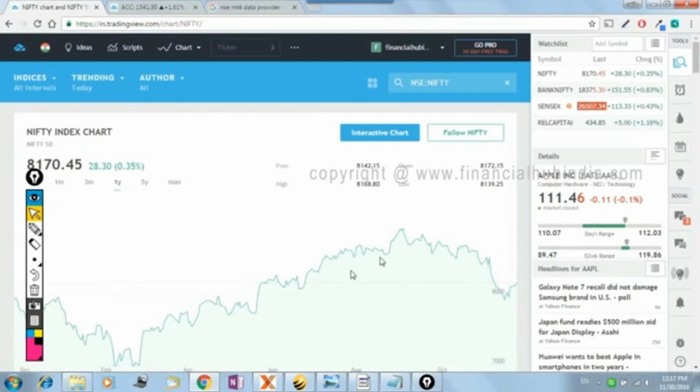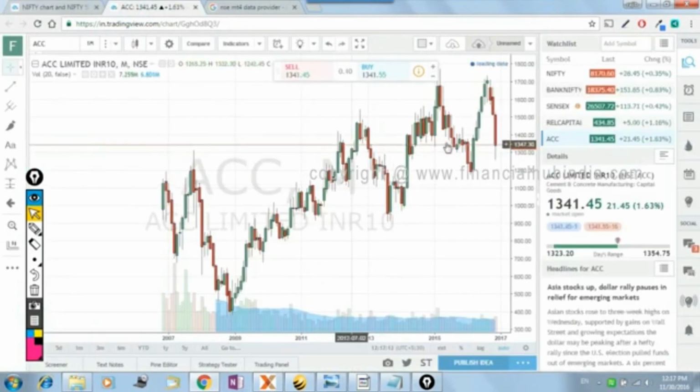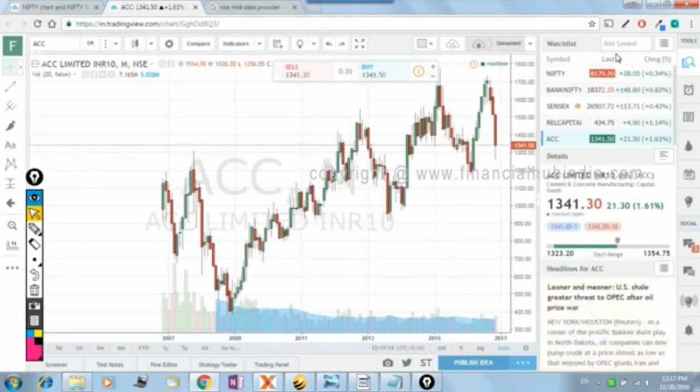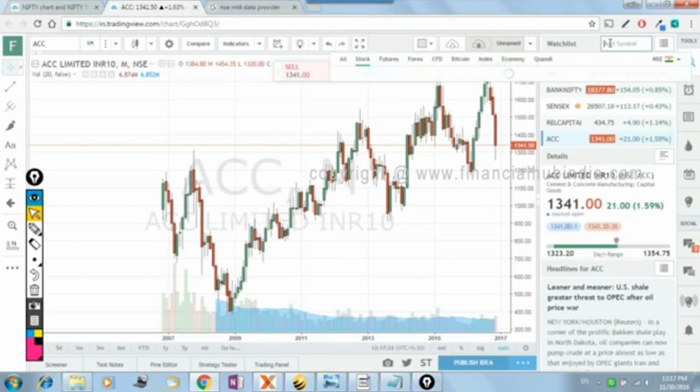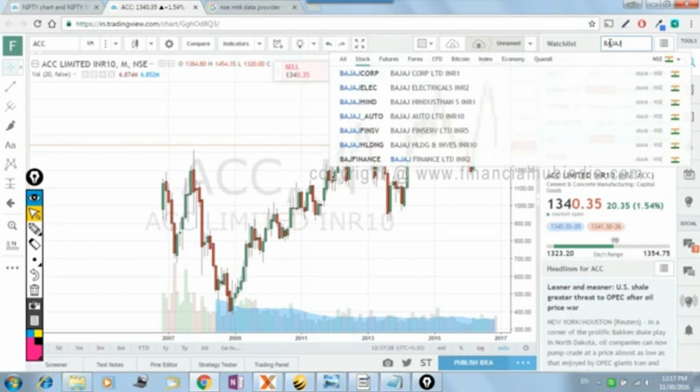Once you are here, you'll have to go to interactive chart. Interactive chart is nothing but it will show you the candlestick charts. See here, in a plain chart you can see the line chart only. So this is the interactive chart here. The things are the same here. You have the script, you can type something, and I'll show you an example. Say we'll go for Bajaj Auto again.